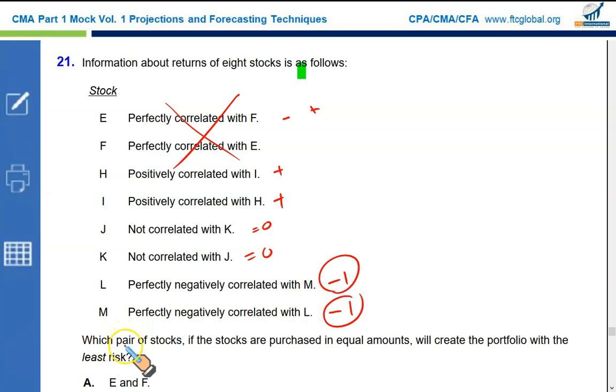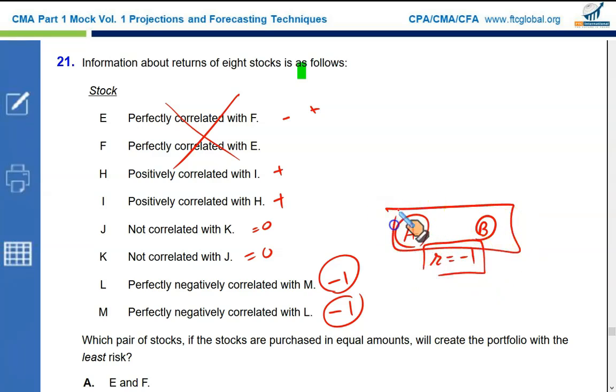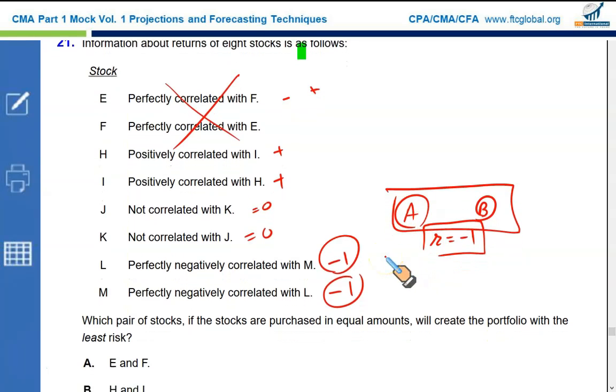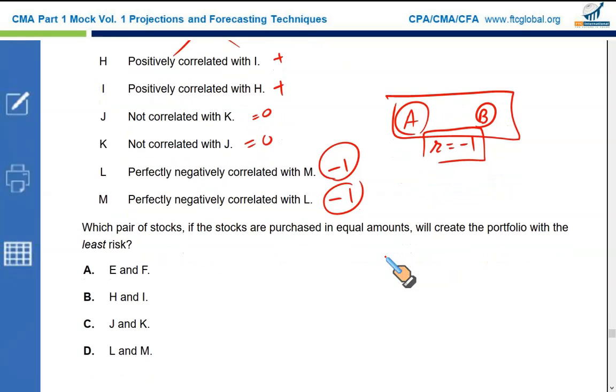The question says which pair of stock, if the stocks are purchased in equal amounts, will create the portfolio with the least risk. Remember, the portfolio theory suggests that if you have 2 stocks whose returns are perfectly negatively correlated, means if you plot R, correlation coefficient between 2 stocks A and B, and if R happens to be -1, so combining these 2 stocks will eliminate your risk of volatility. So if 2 stocks are perfectly negatively correlated, you should combine these 2 stocks to reduce your portfolio risk.